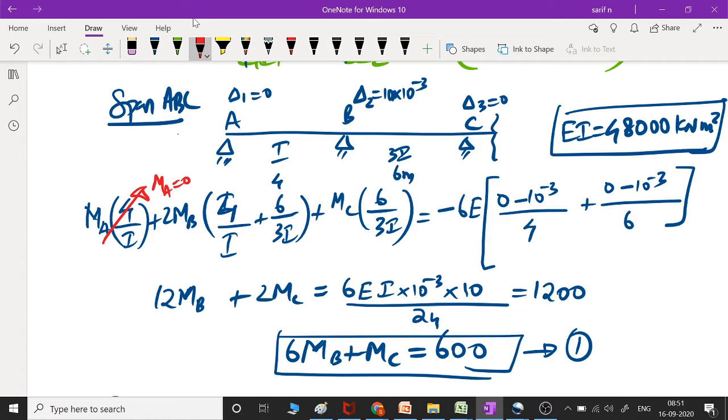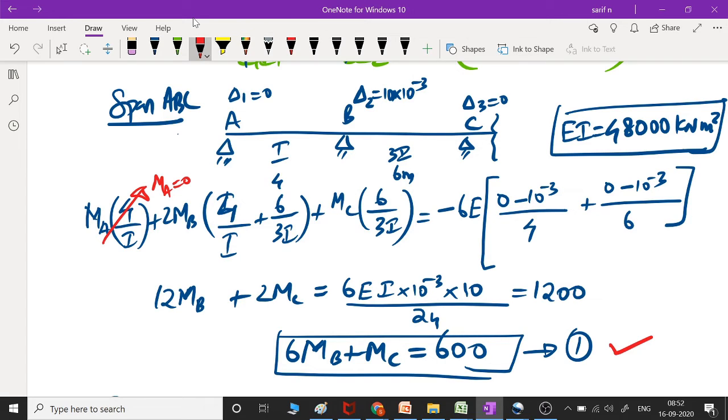So delta 3 is also 0 and delta 2 is 10 raised to minus 3, divided by 6. If you simplify this, we will get 12 MB plus 2 MC is equal to 6 EI into 10 raised to minus 3 into 10 divided by 24, which is equal to 1200. The value of EI is given as 48,000 kilonewton meter square. If you simplify this equation, we get 6 MB plus MC equals 600.